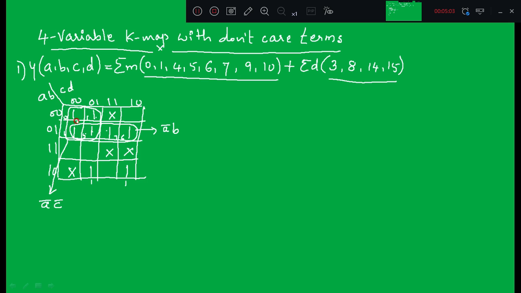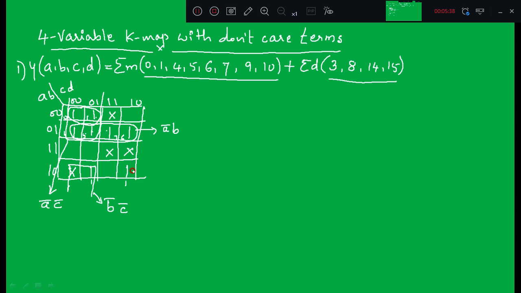And I'll take these two, because I can also cover this one with this don't care, but only a single variable will get eliminated. So instead of that, I'll take these two ones, and this one with this don't care, so that I can eliminate one more variable. So you have to think in the way of hardware reduction also, right? So if I make this group, what is the expression I'm going to get? That is B bar and C bar.